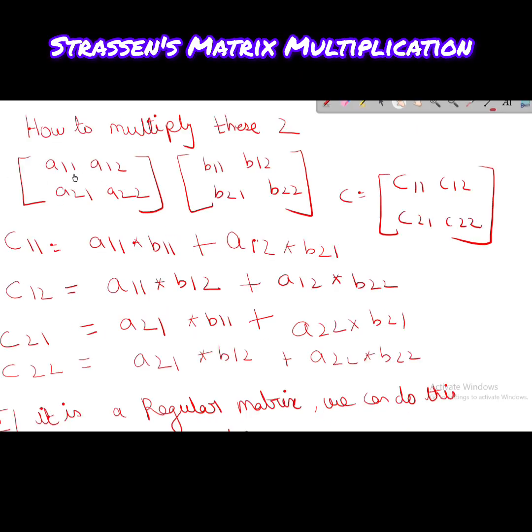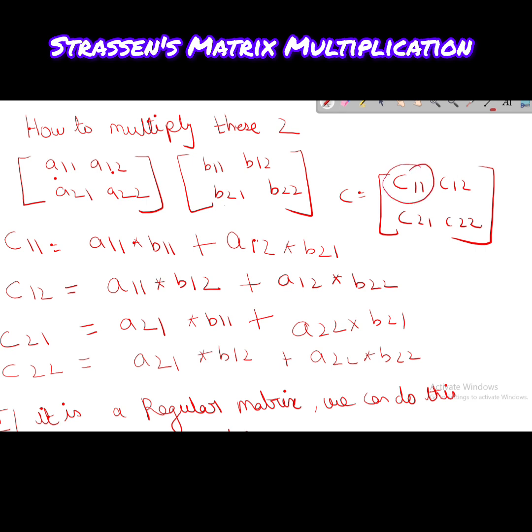So the first matrix is A11, A12, A21, A22, and the second matrix is B11, B12, B21 and B22. So the resultant matrix C is equal to C11, C12, C21 and C22. Now first, in order to get C11, what are we doing? We multiply A11 into B11 plus A12 into B21. Okay, so now we got C11.